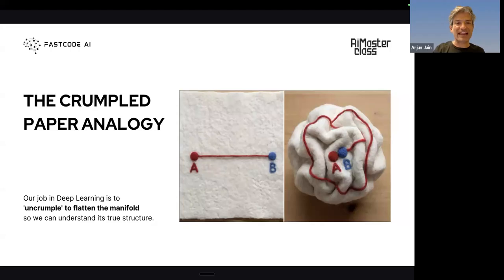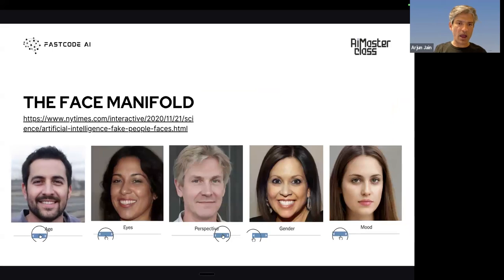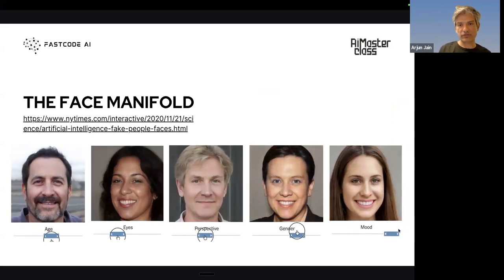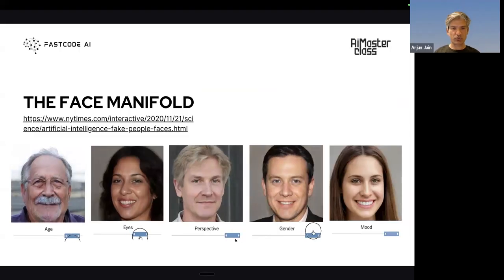It's like flattening the manifold so that we can understand the true structure. And this is what we are trying to do with unsupervised learning. We're trying to untangle it. We're trying to represent only the semantically meaningful attributes of your data, right? So, we've looked at this face manifold where we can change the gender, the mood, the eyes. Oh, we haven't looked, but we'll look at it in more detail in week 7 when we talk about generative models.